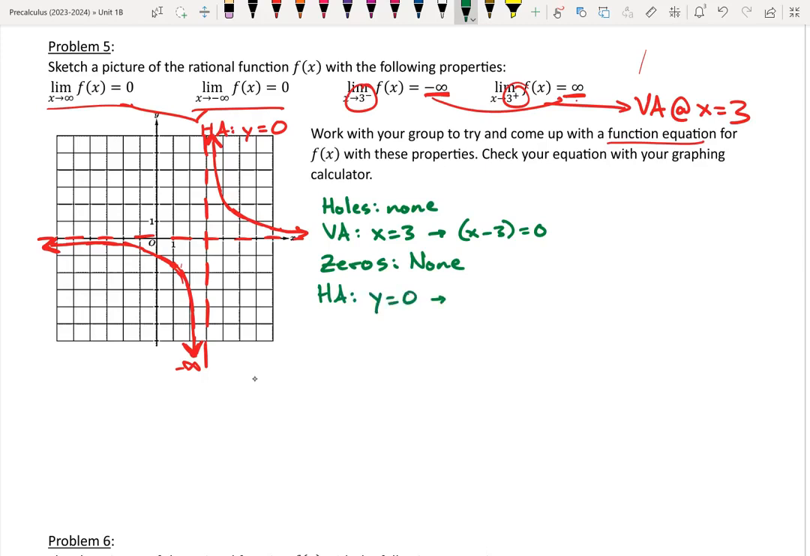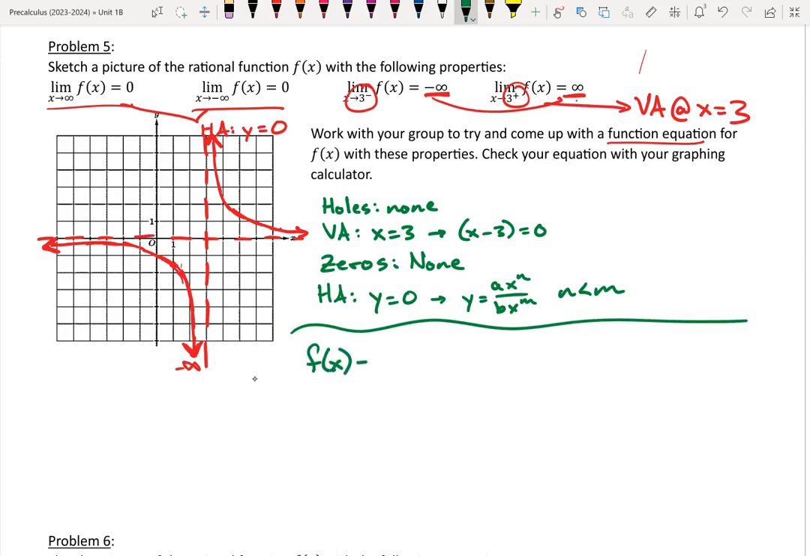So again, remember that just means that the power in the numerator has to be smaller than the power in the denominator. n needs to be less than m. So let's go ahead and throw this all into a function and see what we have so far. So f of x equals, we have a, and then times anything in the top. So let's look. Holes, I have none. Okay, so nothing there. Vertical asymptote, I have x minus 3, so I should have an x minus 3 down in the denominator. Zeros, I have none, so I'm not putting anything there. So it actually looks like that's pretty much it.